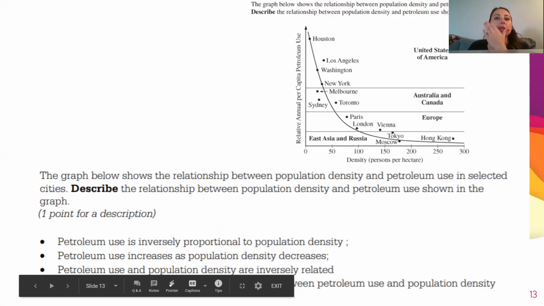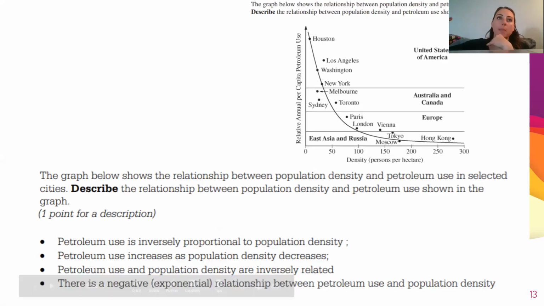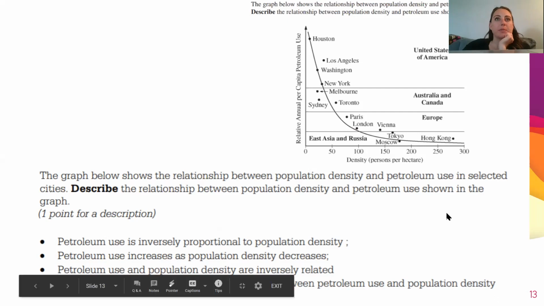Petroleum use increases as the density decreases. So this is the opposite way. As my density went this way, my petroleum use tended to go up. You could have just point blank said that they're inversely related, or that there is a negative relationship. So any of those were acceptable.